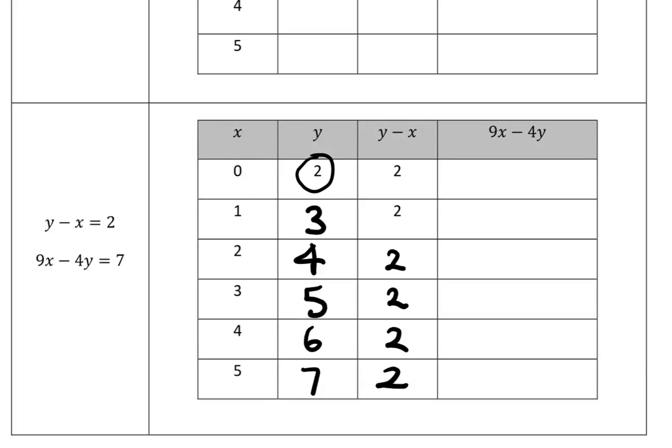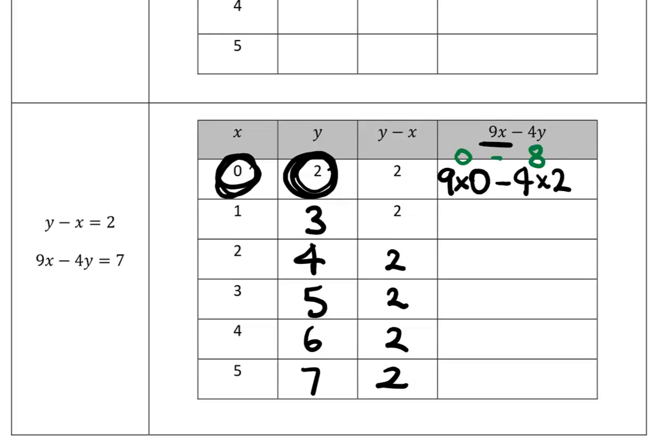All right, put each of these numbers into our equation over here. So you've got 9 times x, which in this case is 0. Take away 4 times y. We're testing for y being 2. What does that equal? 9 times 0 is 0. Take away 4 times 2 is 8. 0 take away 8 gives me minus 8. Now we're trying to find it when 9 lots of x take away 4 lots of y gives us a positive 7. Okay, so you need to keep testing all your numbers until you get 7.